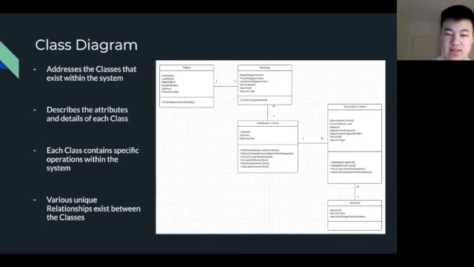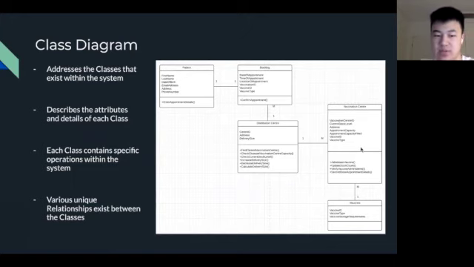As for each class, there are unique relationships assigned between each entity. For example, take a look at the relationship between patient and booking. As you can see, it is a one-to-one relationship. It indicates that a patient can only make one booking as they only require one dose of vaccine, and a booking can only be attributed to one patient.